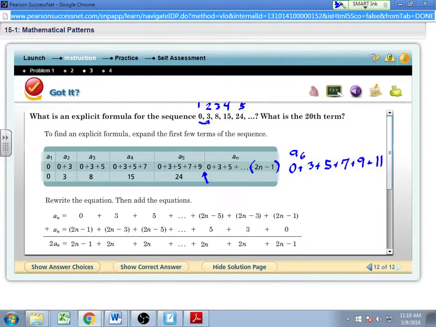6 times 2 would give me 12. Take 1 away. 11's the last thing I need to add to it. So to go to the 7th term, what would be the last thing I add to it? 13, because I do 14 minus 1. To do the 8th term, I would do 16 minus 1, so I'd add 15 more. Whenever you see sequential anything, you can write a linear rule to make it work.